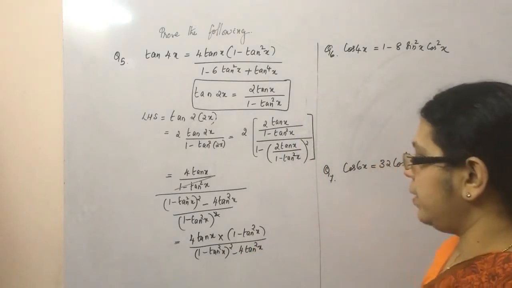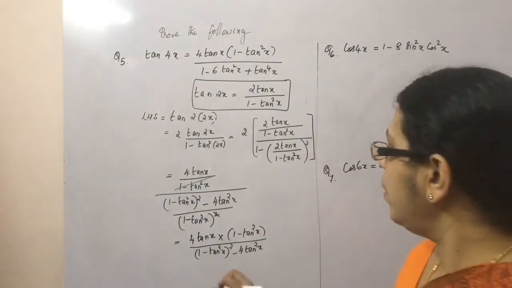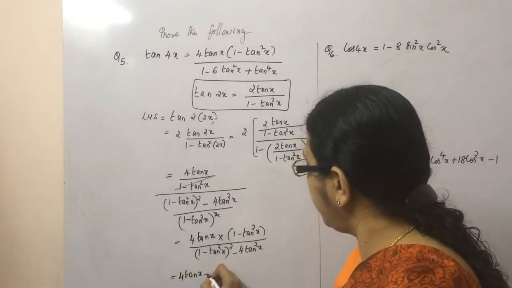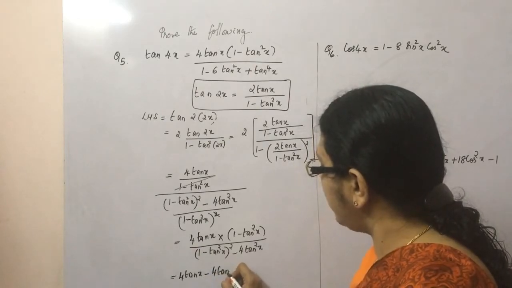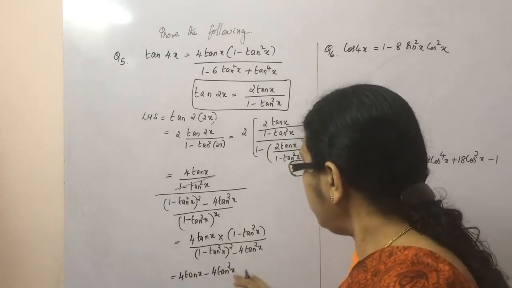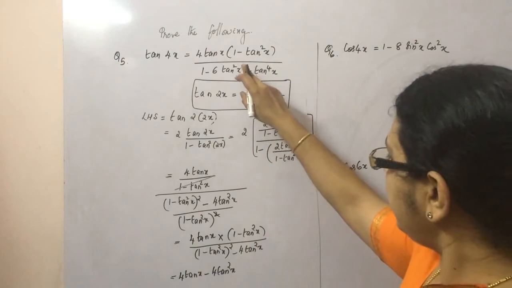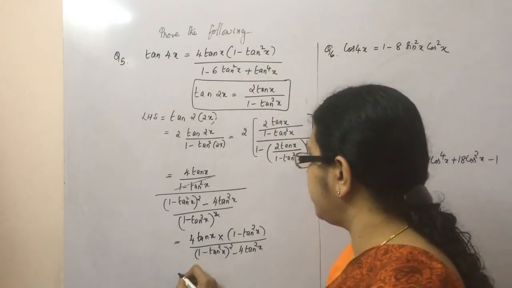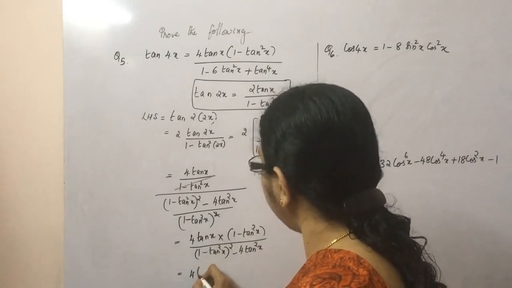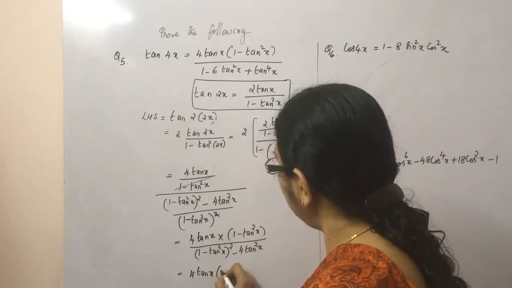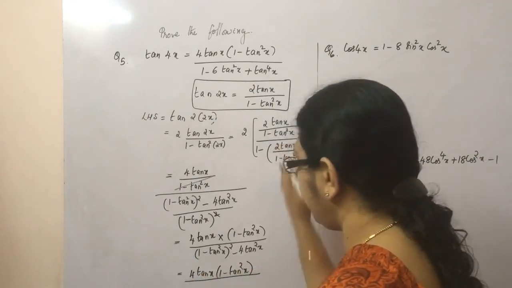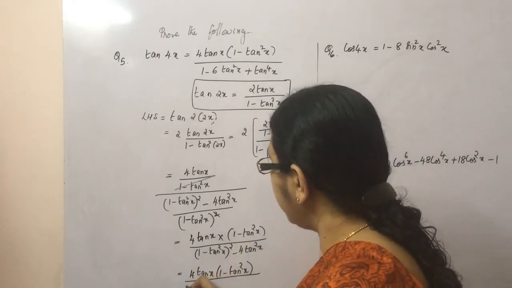Now let me expand this. This is equal to 4 tan x minus 4 tan squared x, or numerator, what should I prove it as? That is the same. So let that remain as it is. So I am just rubbing it off. 4 tan x into 1 minus tan squared x. That is the same as what I require it in my proof. So this part I will expand.